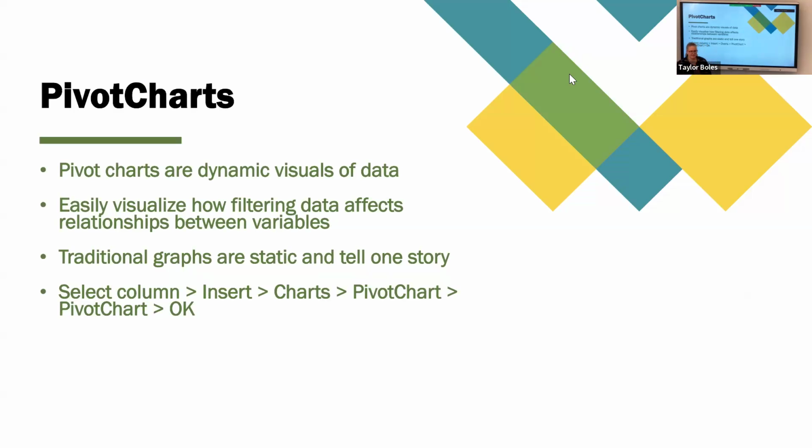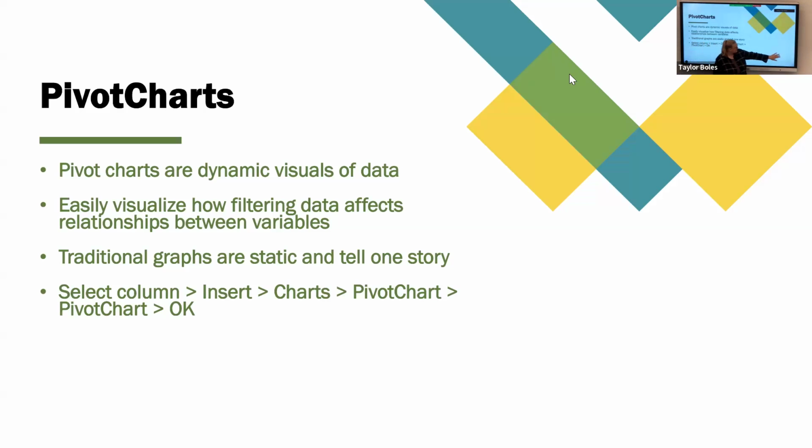So pivot charts, we don't have an example for this data set, but we thought that you guys could play around a little bit if you wanted to. There's instructions on how to do a pivot chart and how to do a pivot table. Pivot charts are dynamic visuals of data. You can easily visualize how filtering the data affects relationships between variables. Traditional graphs are static and tell one story, but pivot charts are a little bit more user-friendly. And it's all about filtering data in a nice, convenient way. So you can go to column, insert, charts, pivot chart, okay. And that's one way to do a pivot chart.